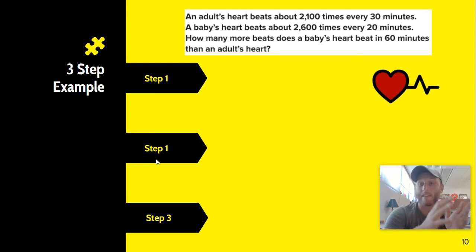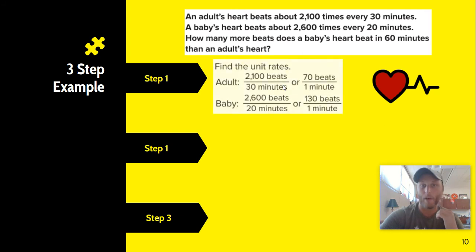So this is a lot to break down, but we have to do this in chunks. So first off, we're going to try to find the unit rate to break it down to 1 minute for an adult heart, and we want to find the unit rate of a baby's heart. So this is step 1.